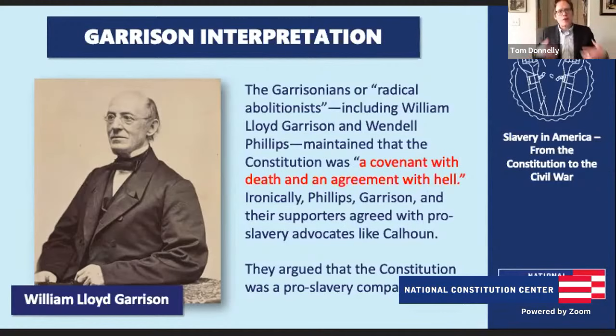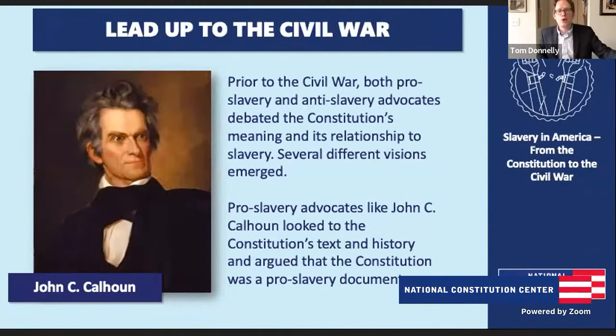In a weird way, the Garrisonians make similar constitutional arguments to what we see from pro-slavery advocates like John C. Calhoun. For Calhoun, he says, look at the Constitution. Look at all the protections in there for slavery. Of course it's a pro-slavery document. By the way, we, the Southern slaveholders, never would have joined the Union if it were not a pro-slavery document. So on this one side, we see the Garrisonians and the Calhounites. They may reach different conclusions about the institution of slavery, but their constitutional arguments are very similar.